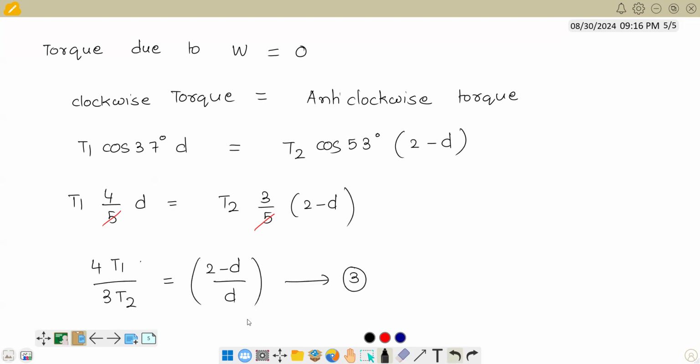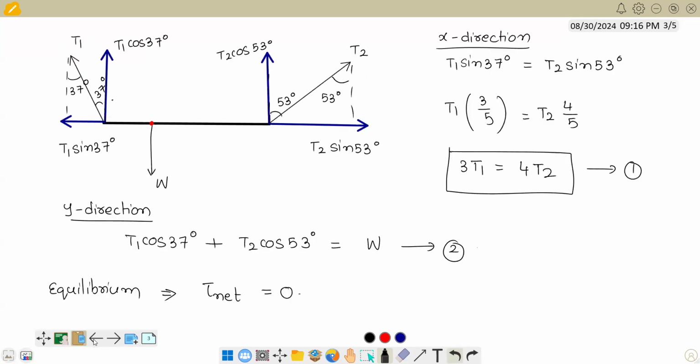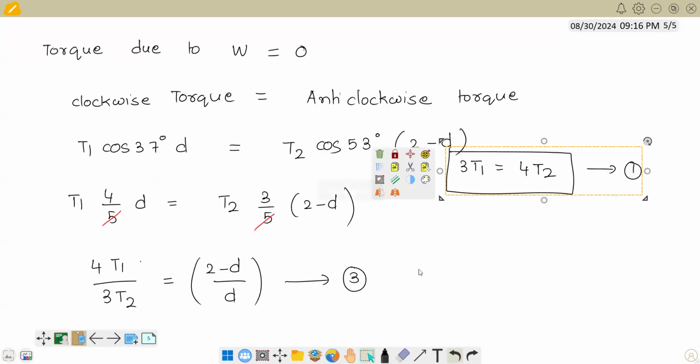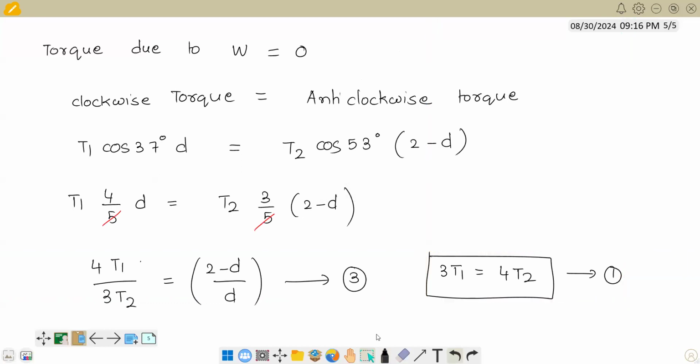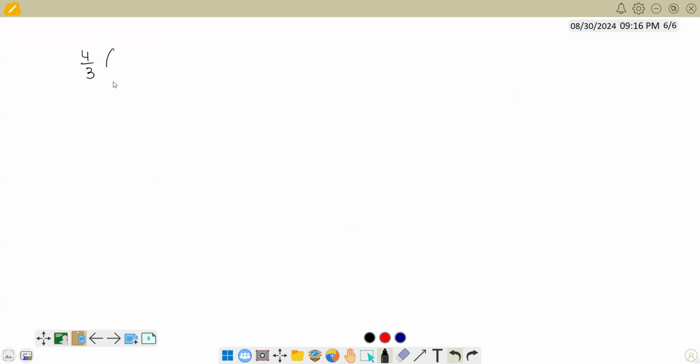Let me call this equation 3. If you look at equation 1, the equation is 3T1 equals 4T2. I'll just place that equation here. So we have 3T1 equals 4T2 as one equation. And based on this, what would T1 by T2 become? T1 by T2 would become 4 by 3. So T1 by T2 is 4 by 3. We will get 4 by 3 into another 4 by 3 equals 2 minus D by D.